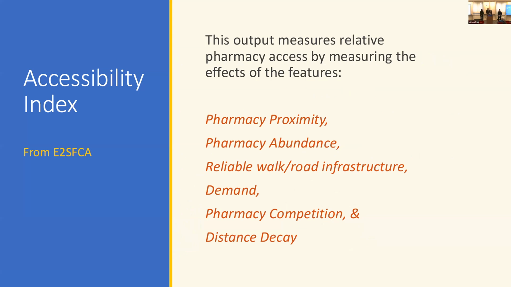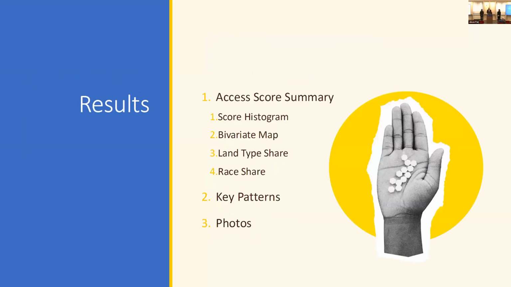And so this accessibility index is essentially made up of these variable features. We're using our pharmacy points, the road networks, and our census information all layered on top of each other to produce this output. And this is the order of how we're going to share our results.